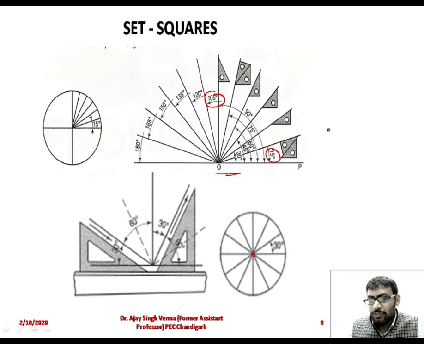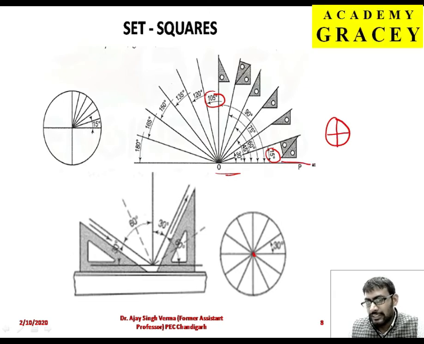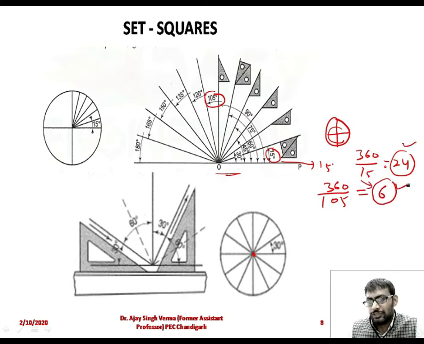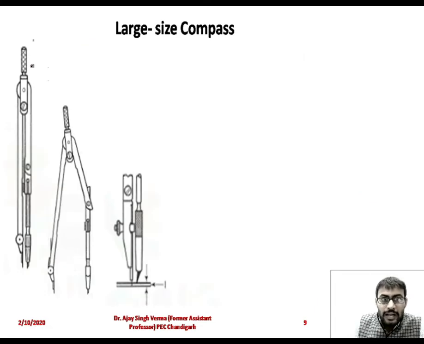Into how many parts can we divide this circle with the help of these two set squares? The minimum angle is 15 degrees, and the circle has an angle of 360 degrees. So 360 divided by 15, we can divide this circle into 24 equal parts. Similarly, the maximum angle is 105, and the circle can be divided into a minimum of 6 equal parts. So 24 is the maximum and 6 the minimum. This is the basic fundamental of the set square. In the next slide, you can see a large size compass.